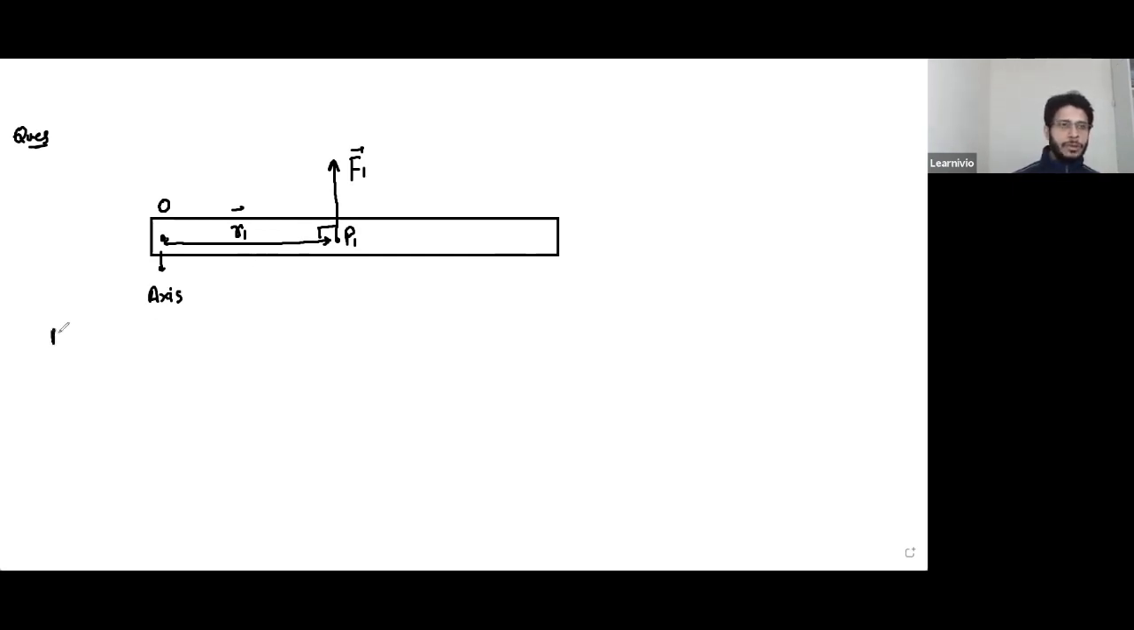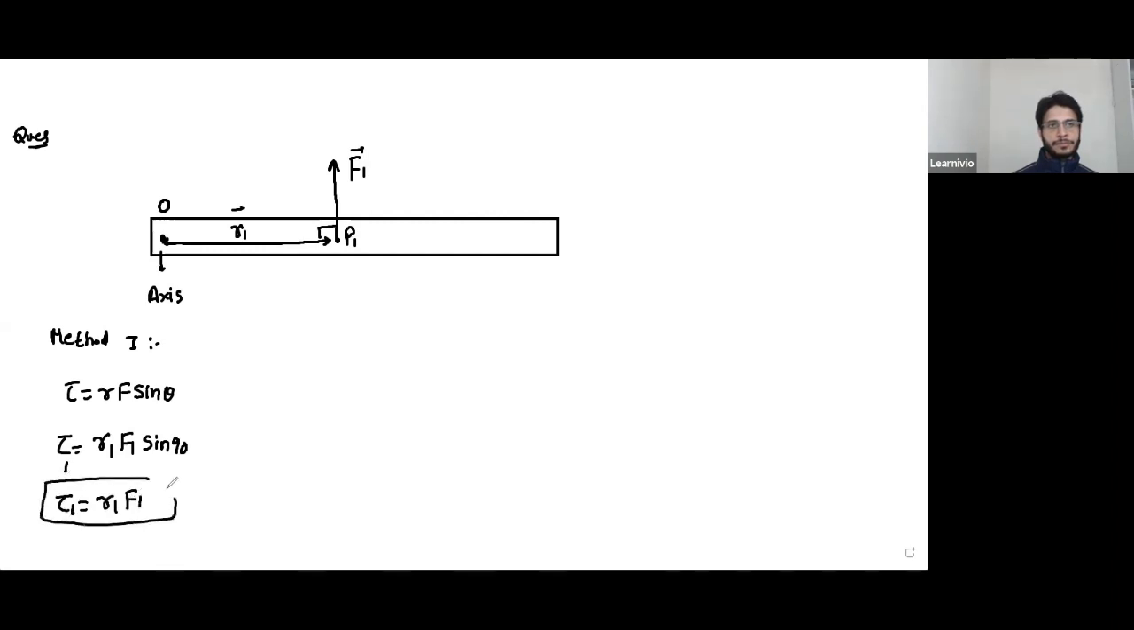So, method 1. This numerical will teach you how to calculate torque. Method 1: torque is R F sine theta. Now, if I apply this method, how much is R1? R is the separation between the origin and the point, which is R1. The force applied at point P is F1. The angle between R1 and F is 90, so sine 90. So torque at point 1, tau 1, is R1 F1.